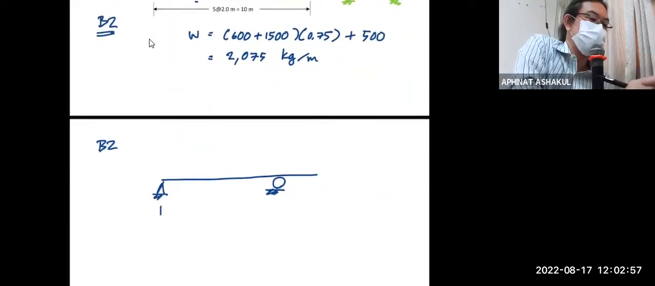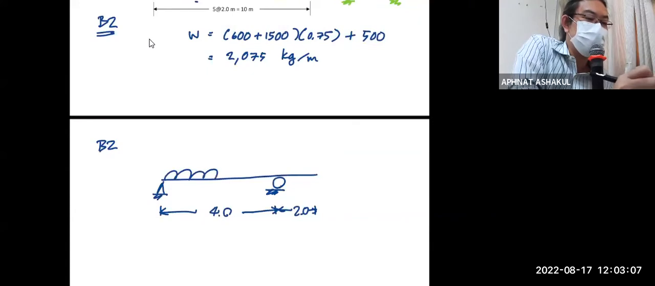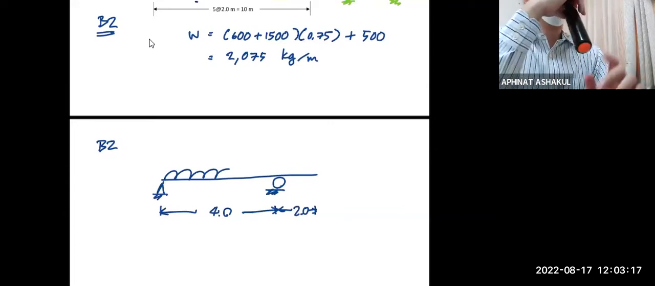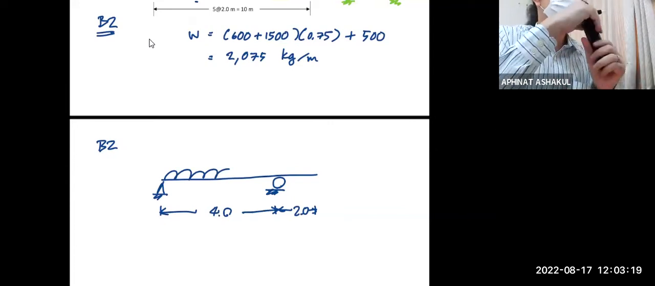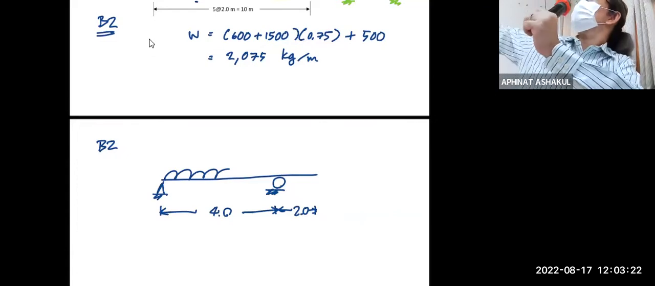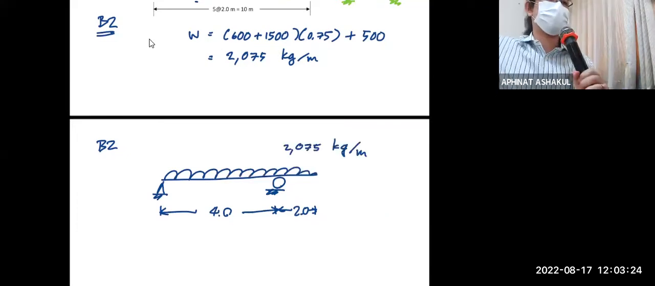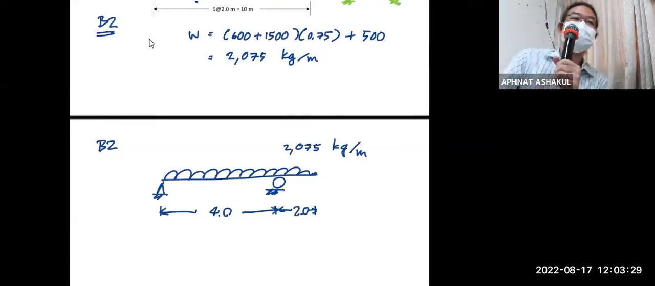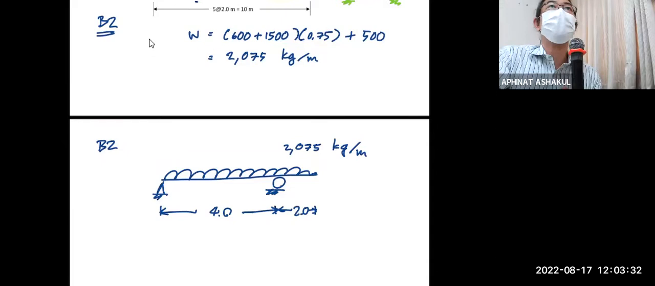Yeah, 6. But you need to understand that this is 4 meters and that is 2.0. And we have the uniform load beautifully drawn on it. That's 2075 kilogram per meter. So now, what are we waiting for? I think the picture is not on, which means I'm losing the connection. Okay, now it's back. All right. What are we waiting for?